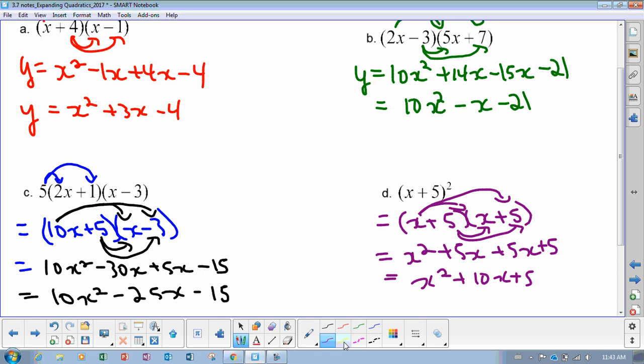If you had written here equals x squared plus 25, you've broken math. You're missing a term. That 10x isn't there. So this is wrong. Don't do that. Write it out as x plus 5 times x plus 5. So that's just mechanics.